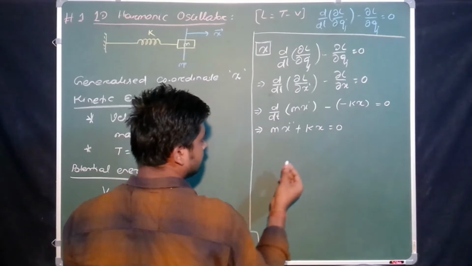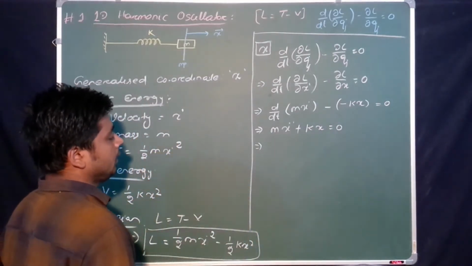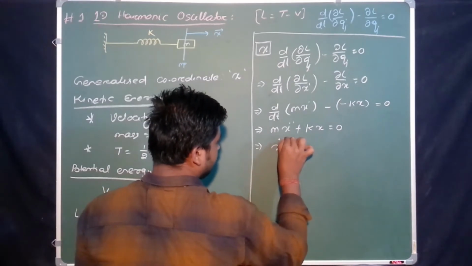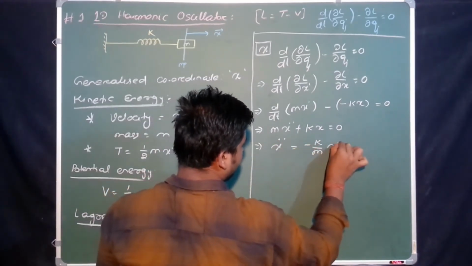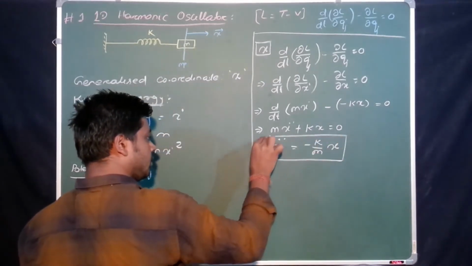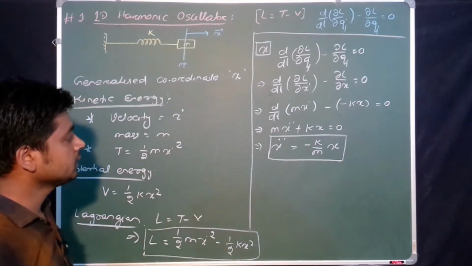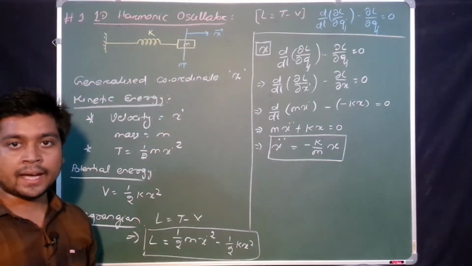is equal to 0. Here you can write x double dot equal to minus k by m into x. Okay, this is our Lagrangian equation of motion of generalized coordinate x in the 1D harmonic oscillator.